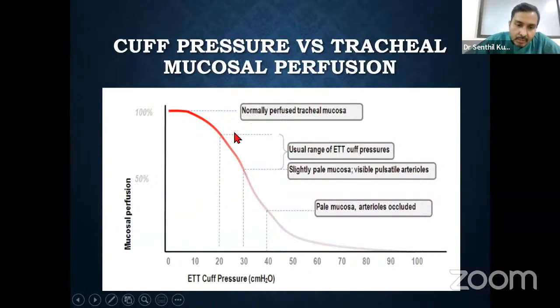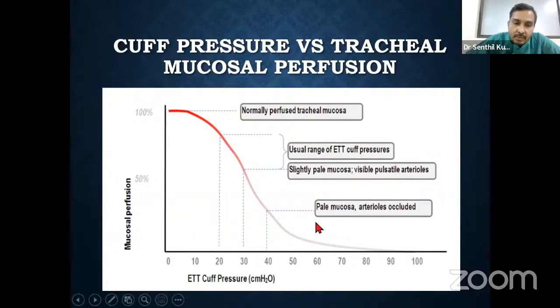So this is the ideal pressure, that is 20 to 30 centimeters of water, where there is little compromise of the tracheal mucosal blood supply. As we keep on increasing, you can see when the pressure is 30, there is a slight pale mucosa with visible pulsatile arteries, but at more than 40 centimeters of water endotracheal tube cuff pressure, the mucosal perfusion almost becomes zero.